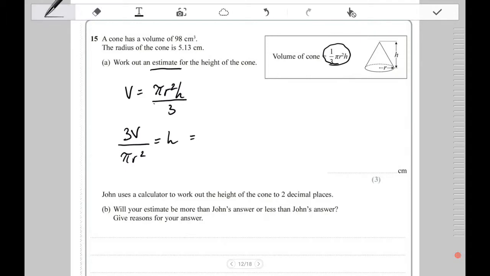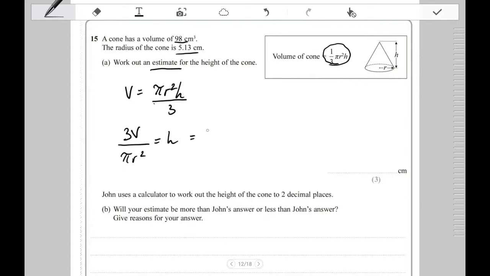Okay, what seems to have happened is I accidentally paused the video, but let me quickly explain what I've done here. I noticed that it said work out an estimate for the height of the cone. This means that we don't actually have to use the exact values they've provided us with. They say an estimate, meaning that they're expecting a range of answers. So rather than taking 98, we can take 100, and for 5.13 we can take 5, because those are reasonable enough estimates.